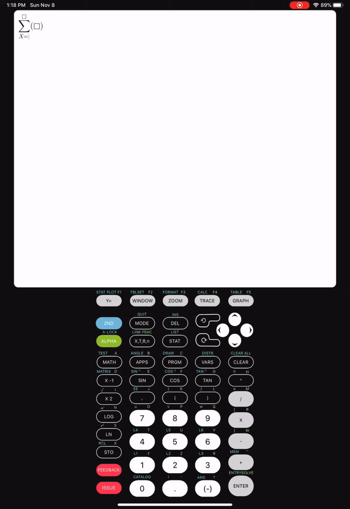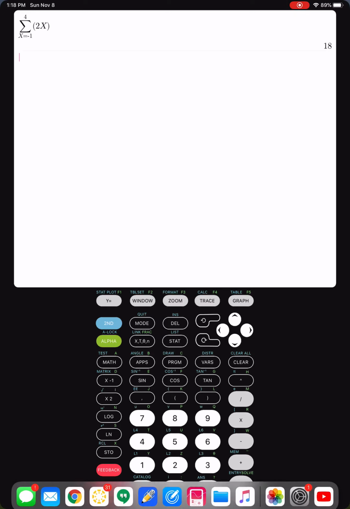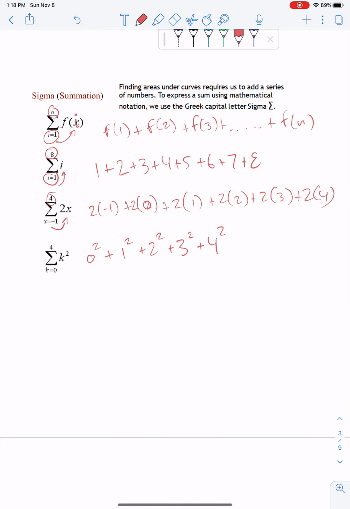Even if it's an i or a k or a w, change it to an x. And then it wants to know where you're going to start. So let's do our -1 function. We go from -1, and then you hit the right arrow, and we're going to go up to 4, and then it wants my function, which was 2x. And when I hit enter, it's going to add all of those together for me and tell me that my answer is 18. So if I had added all of these together, I would have got 18.